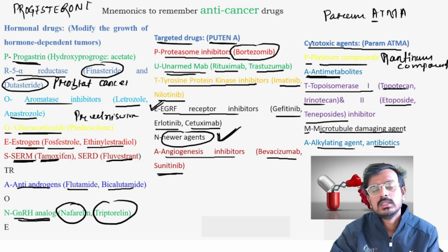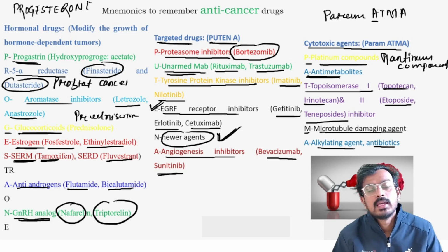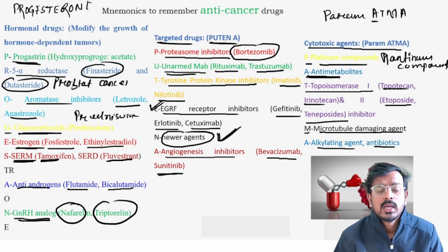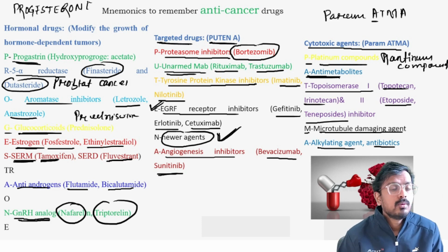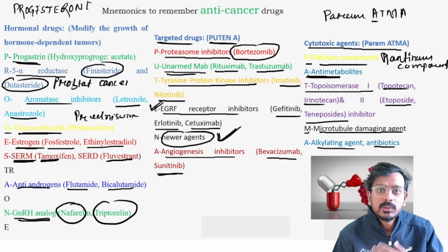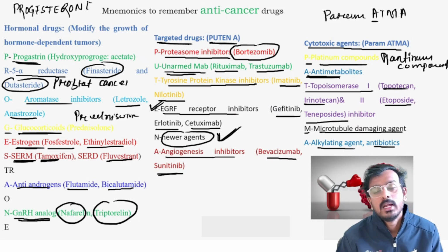So this is the simple mnemonic to remember the classes of anti-cancer drugs. I just explained what classes you have to remember. One more thing, I will suggest some tips to remember this. Try to read this classification repeatedly and write it repeatedly. This will help you remember things for a longer time.